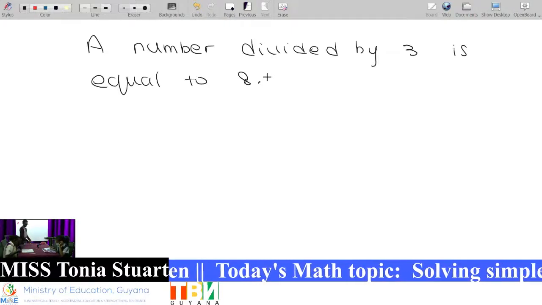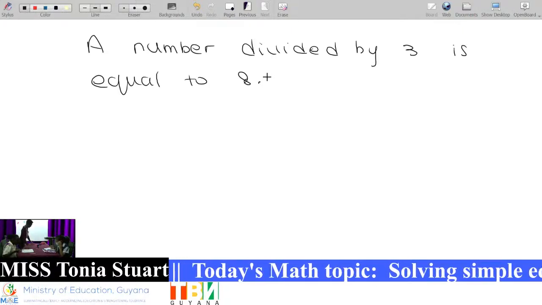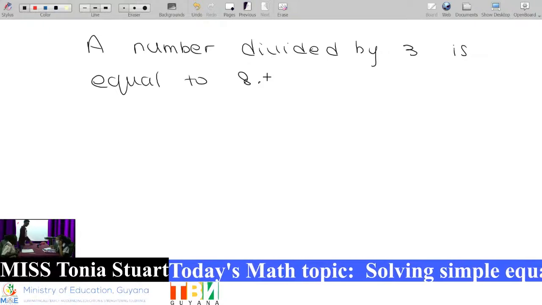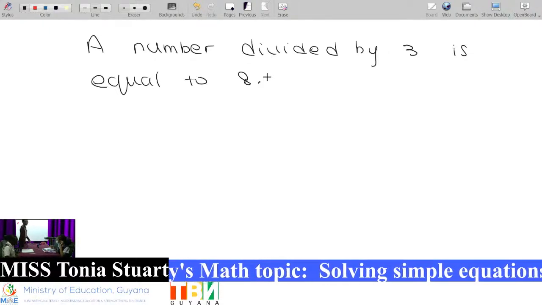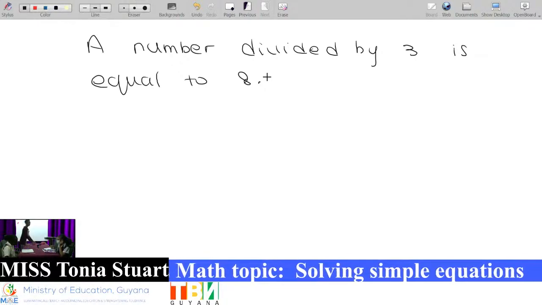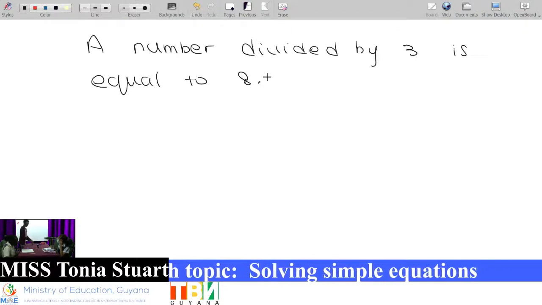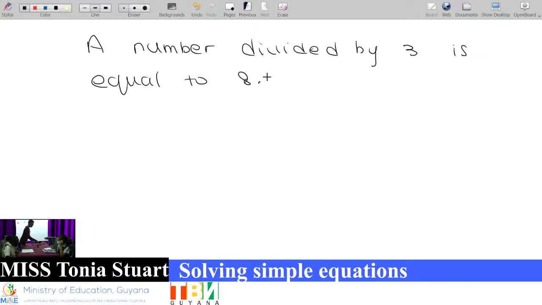So what variable did you choose for your unknown number? J. What did you use? T. All right. So T divided by, what is the number that you're dividing the unknown number by? 3. Good. So T divided by 3, and that is equal to 8.